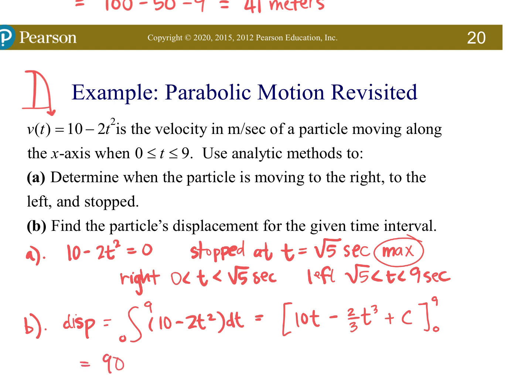So that's 90 minus 2/3 of 729. That's 9 times 9 times 9. Plus c minus 0 minus c. Now 729 does reduce nicely by 3. So I can do some math to help me out there. Okay, that reduces into 3 into 7. That's 2. 43.